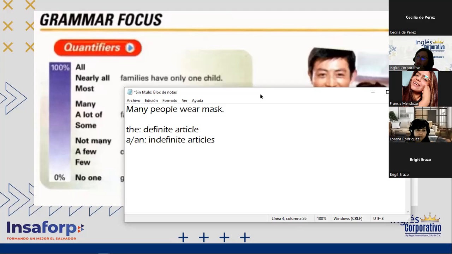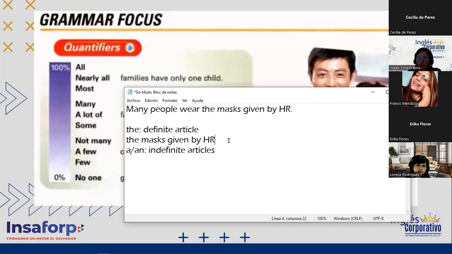Right now, in here, guys, what we have to do, right? Si estamos hablando the, es porque estamos hablando de uno en particular, right? Por ejemplo, si estamos hablando many people, vaya, pero pongamos el contexto, que el contexto es el lugar donde yo trabajo, la compañía para la que yo trabajo. Entonces quiero usar el artículo definido the, ¿ok? Bien. Entonces yo digo, many people, right, wear the mask or the masks, right, given by HR. Mucha gente utiliza o se pone, ¿verdad?, las mascarillas dadas por recursos humanos. Pero aquí estoy hablando the masks given by HR. No estoy hablando de cualquier mascarilla, estoy hablando de esas específicamente. The masks given by HR, right?